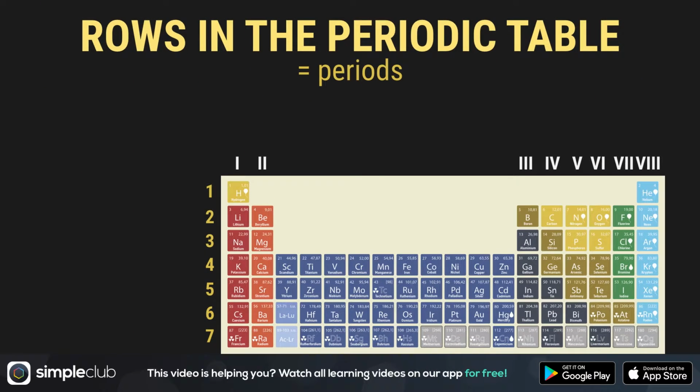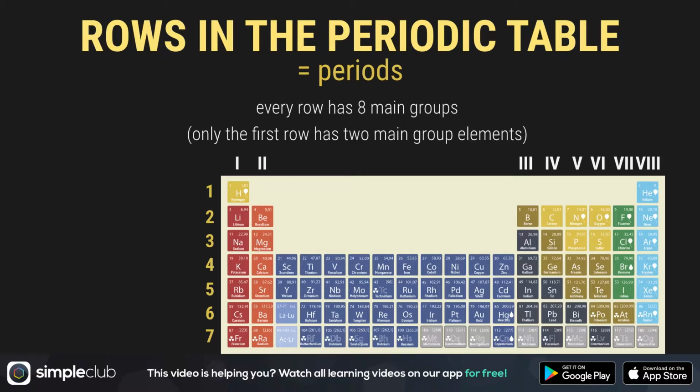Before we take a look at the groups in the periodic table, let's explain what the rows and columns mean. One row can be referred to as a period. This is why it's called the periodic table. 8 main group elements are located within every row. Row 1 is special because it only has 2 main group elements, hydrogen and helium. The period numbers represent the amount of shells in the atomic shell model. There is only 1 shell in the first row, 2 shells in the second row, and so on. If you don't remember the atomic shell model, then check out our video on this topic.